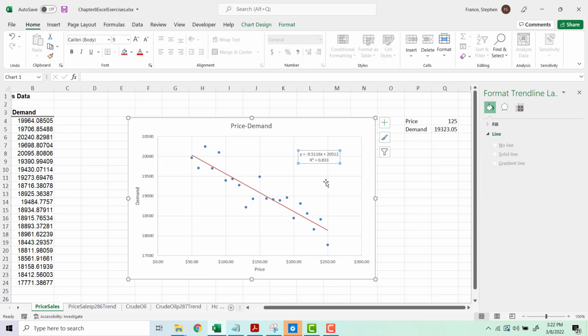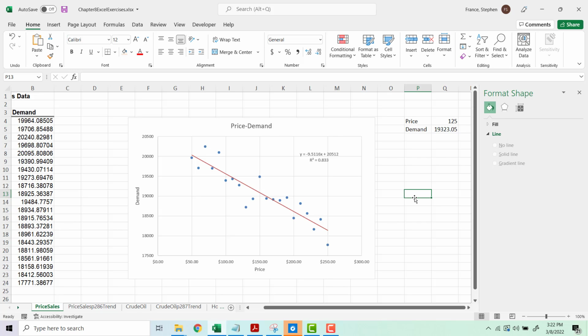And last little thing to mention, the R squared is 0.833, which means the amount of variation in the dependent variable, the data accounted for by price, the independent variable, is about 83%, or the R squared is 0.833.